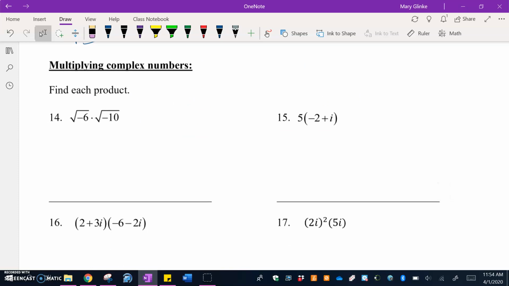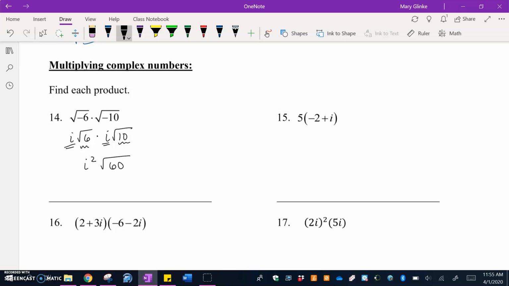Multiplying complex numbers. So if you see radicals with negatives, you first have to simplify. So we're going to pull the i out and leave the root 6 alone. We're also going to do the same thing with the next one, so it becomes i root 10. Then we're going to multiply the outside parts, the coefficients. That's going to become i squared. And then we're also going to multiply the 6 and the 10.